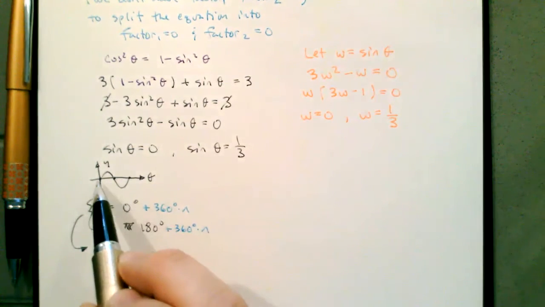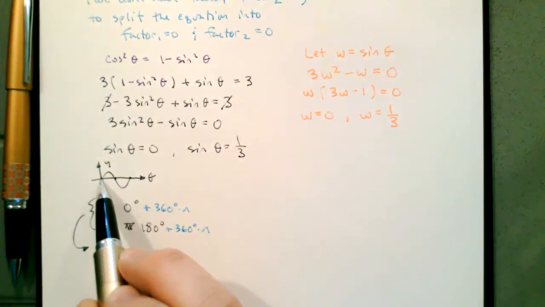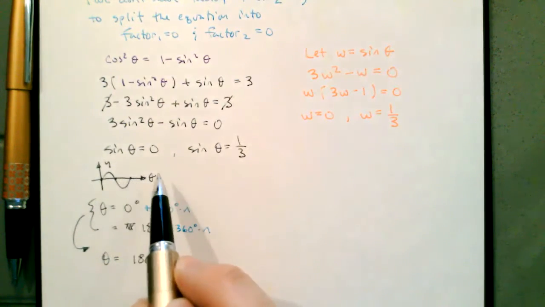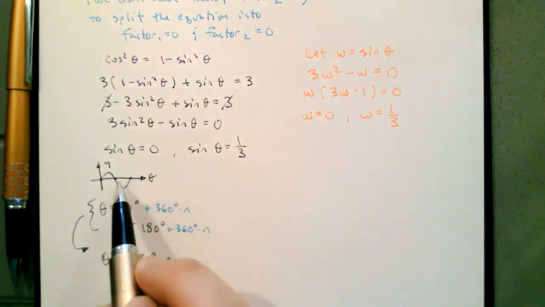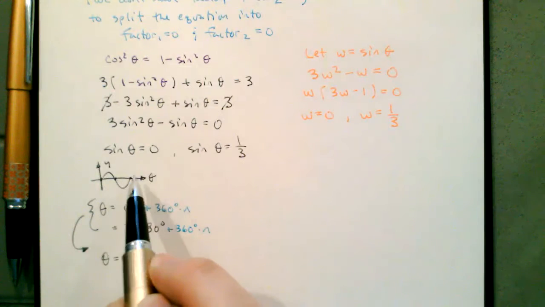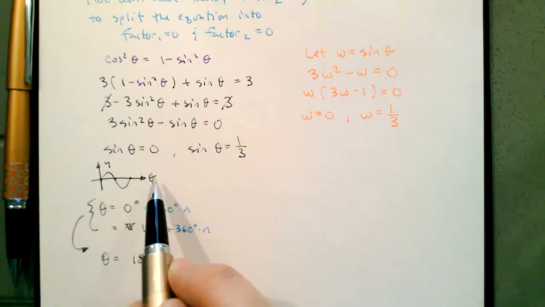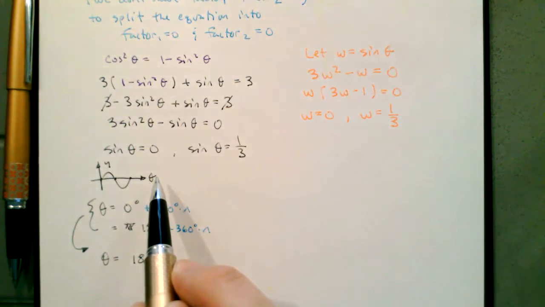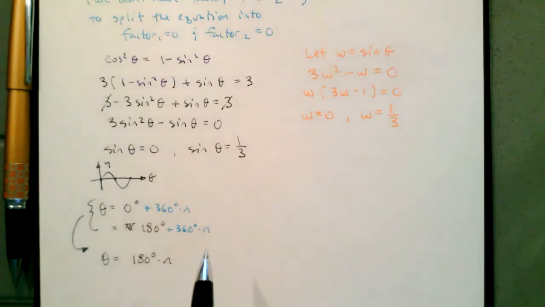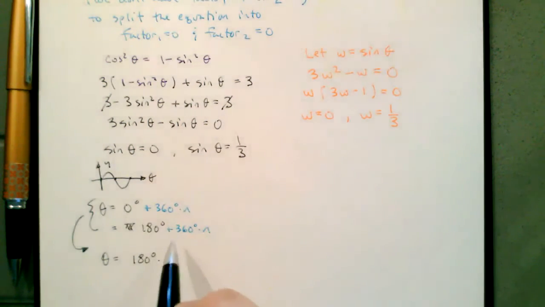Because we get 0, then plus 2 pi, 0, 360, 720, and so on. But we also get the 180. 360 is just two 180s, but we also get the 180 after that. So 180 plus 360, 540. Yeah, I'm not going to be able to do arithmetic. So we can summarize these two solutions with 180 times n.